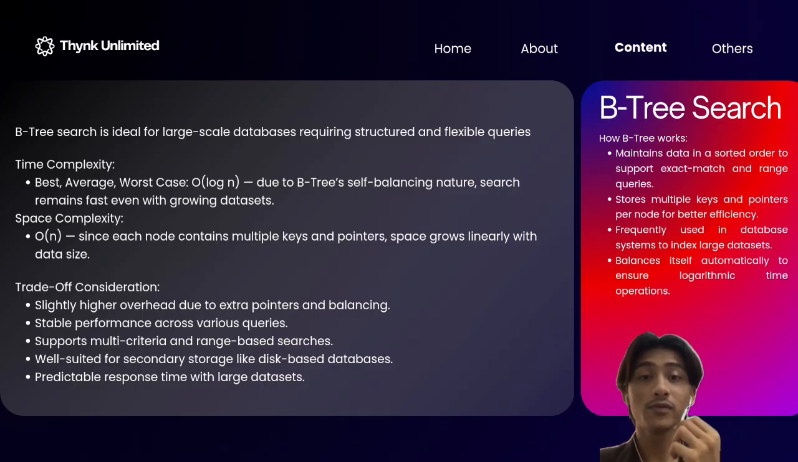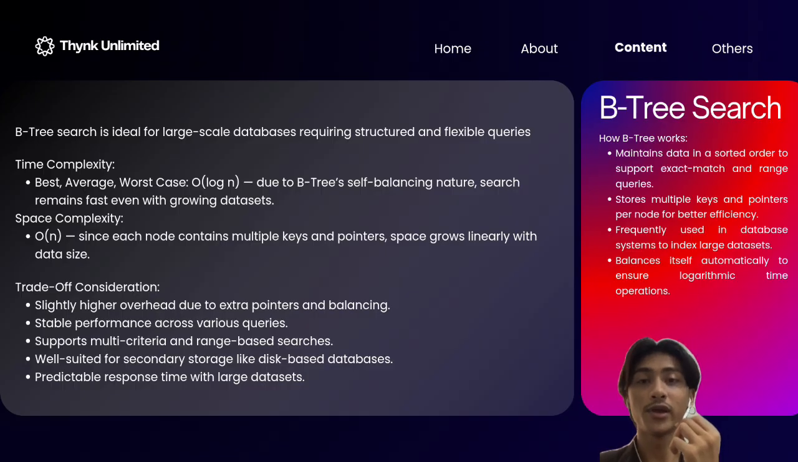In terms of time complexity, B-tree performs consistently well. Whether it is the best, average, or worst case, the search operation always takes O(log n) time. This is thanks to its self-balancing design. Now, we move on to the space complexity. The space complexity is O(n), which means the space it takes grows linearly with the size of the dataset. This is because each node can store several keys and pointers.